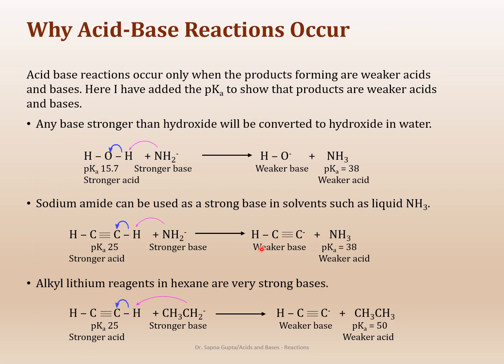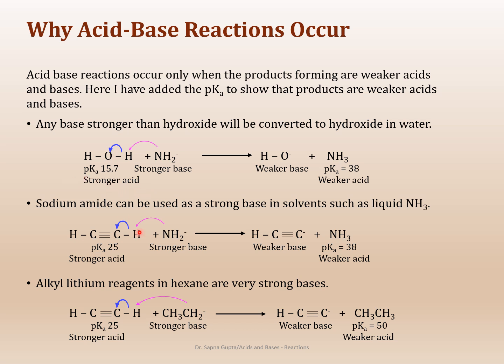All right, so a little bit more about why acid and base reactions occur. I talked about it before: the reason acid-base reactions occur is to form weaker acids and weaker bases, meaning weaker conjugate acids and conjugate bases. So in all these reactions, you will see that I've given you the pKa. That way you can see how this reaction is working.